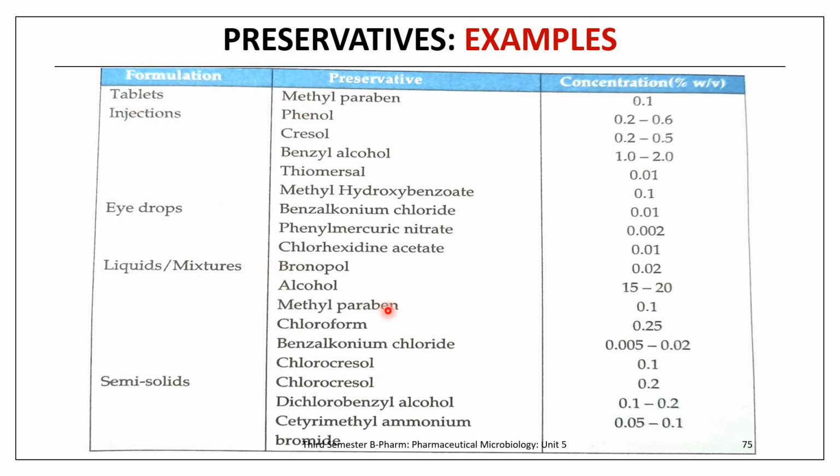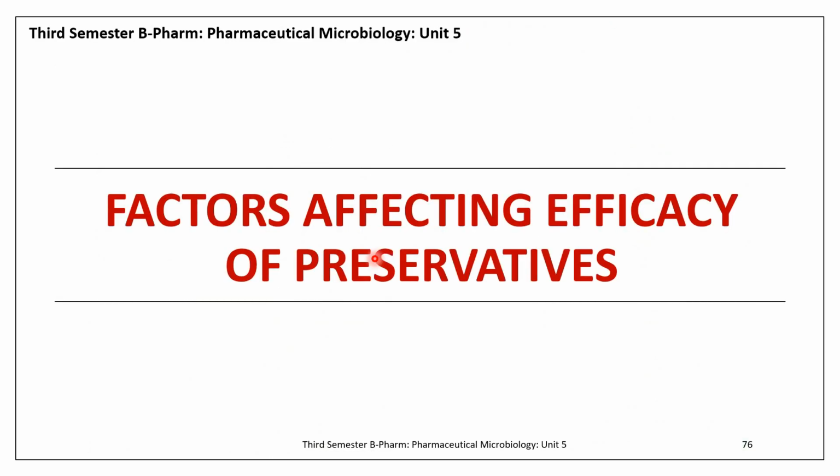So this is mainly seen as a 2 mark or 5 mark question: define and classify preservatives used in pharmaceutical products. So please note this class and examples of preservatives which are used in the different formulations. So that's all about preservatives and their classification.